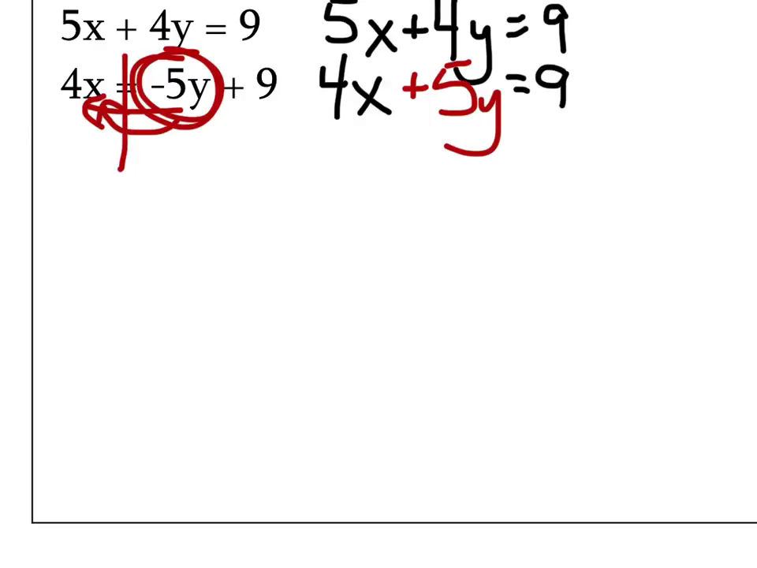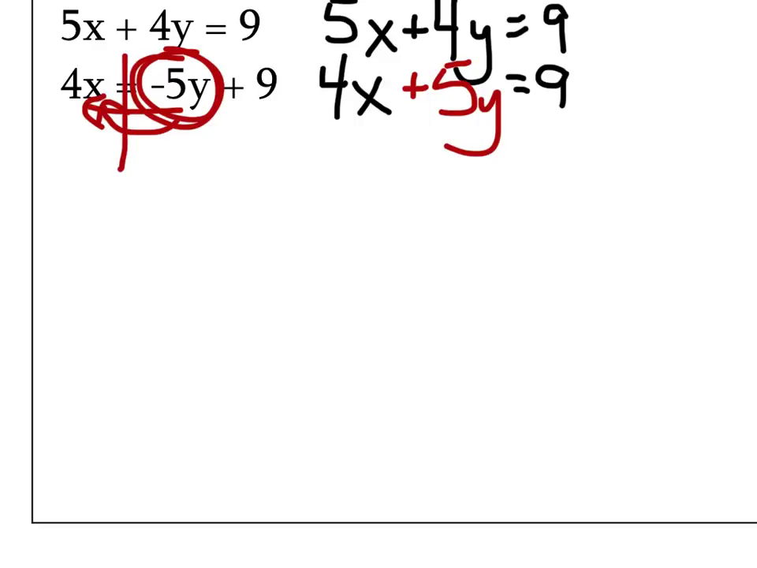Okay. Well, from here, some of you may remember from last time that we need one of the coefficients to be the same for one of the variables. So we get to choose. Do we want to eliminate the x's or the y's? X's. Let's eliminate the x's, okay?